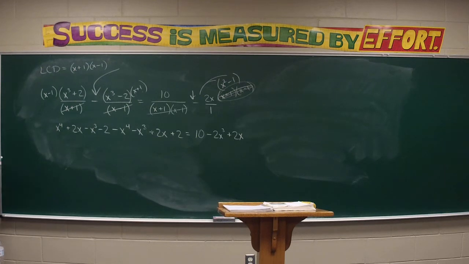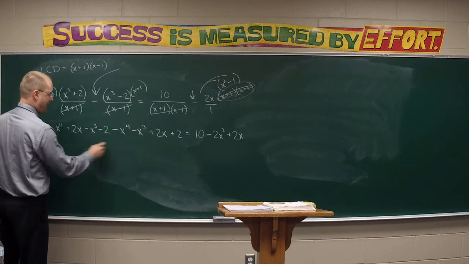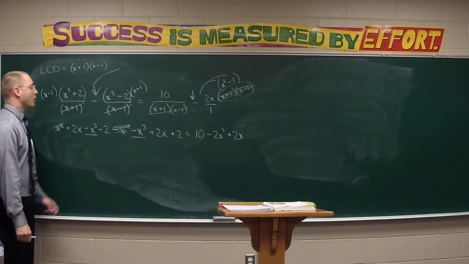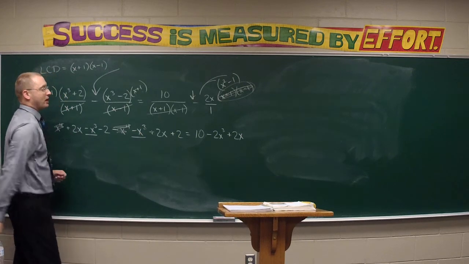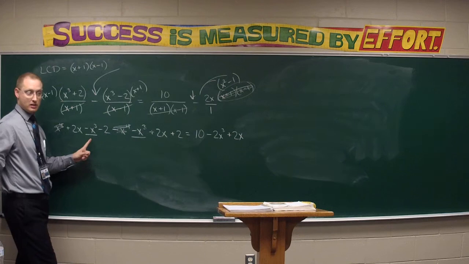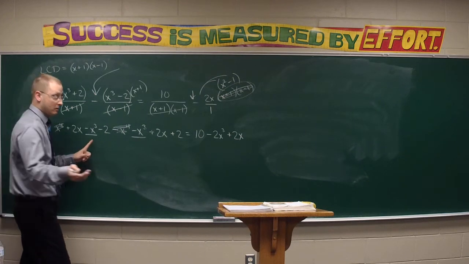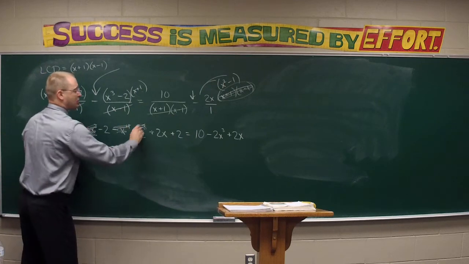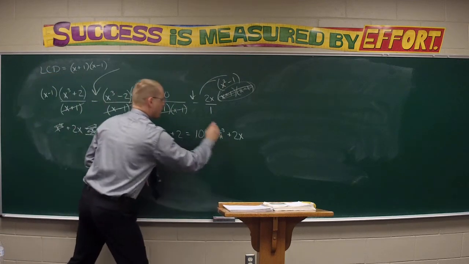Let's combine. I've got an x to the 4th and a negative x to the 4th. Thoughts, class? Cancel. When we combine negative x cubed and negative x cubed, we get negative 2x cubed. Thoughts? Erase it with the other 2x. There's a negative 2x cubed on the other side. So these do not cancel each other, but collectively, they cancel this.